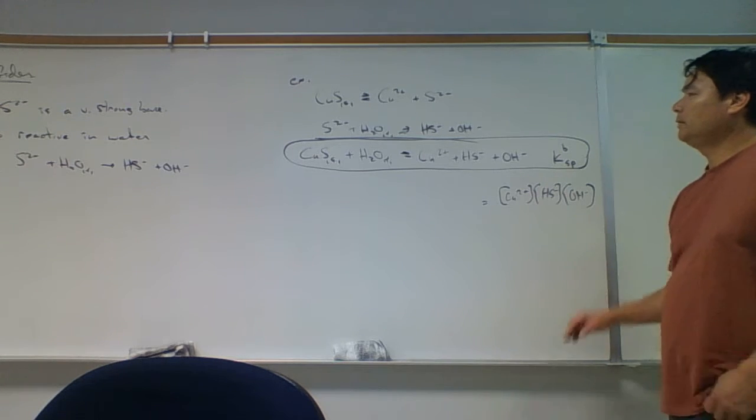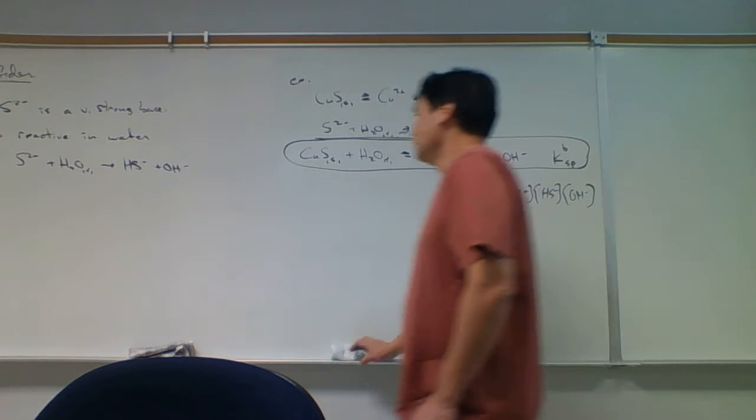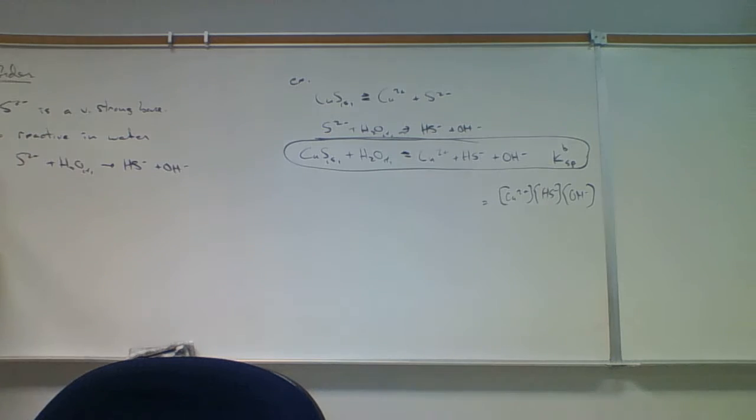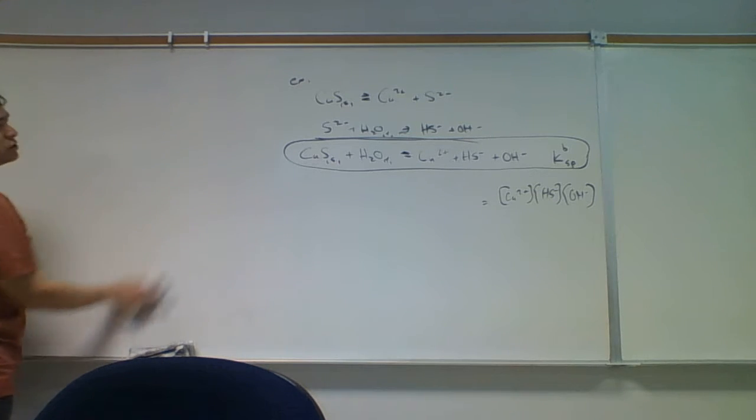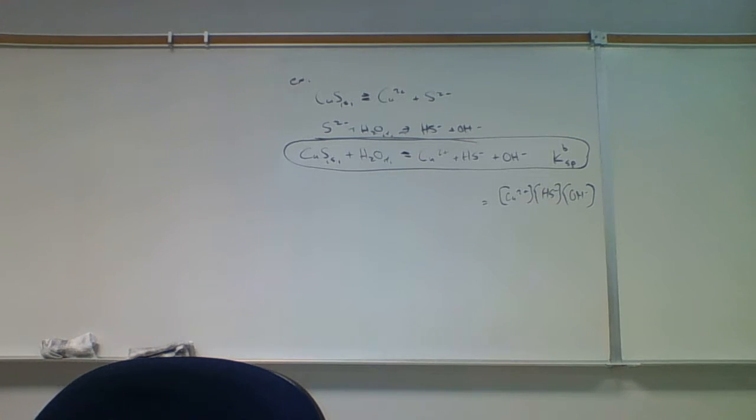It takes a long time. Now, sulfides are really susceptible to changes in pH. The sulfide solubilities can be changed dramatically depending on the pH of the system. And so let's look at KSP superscript B A.